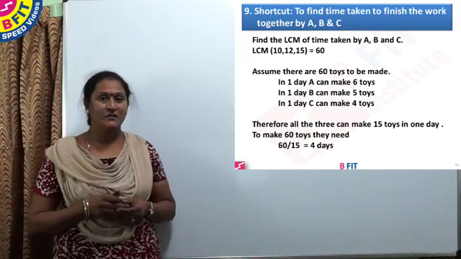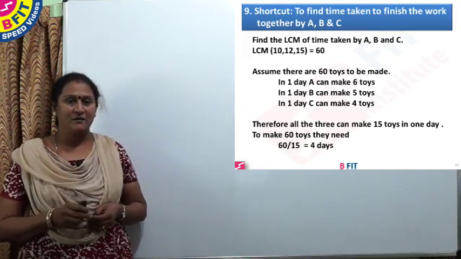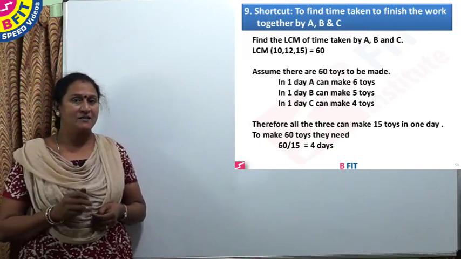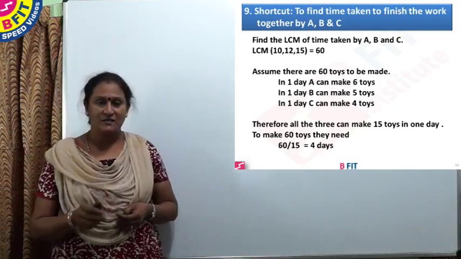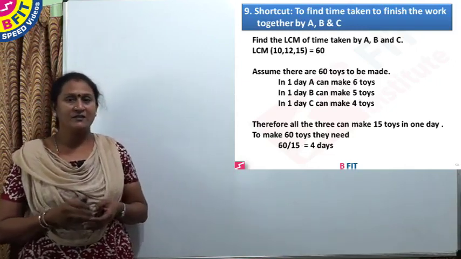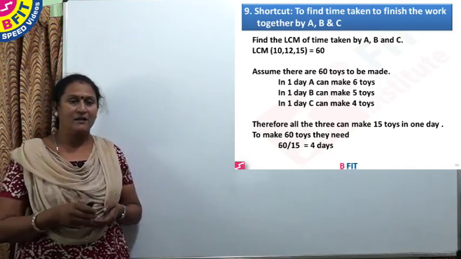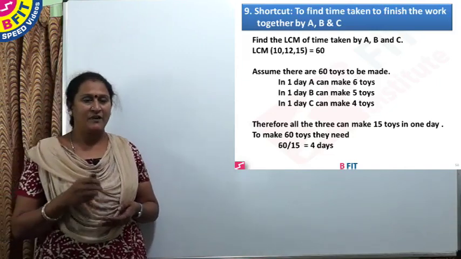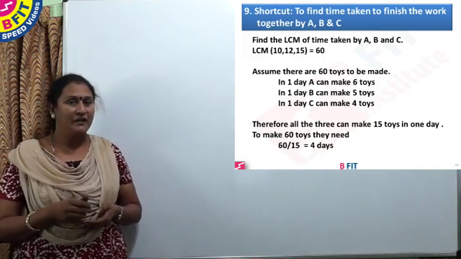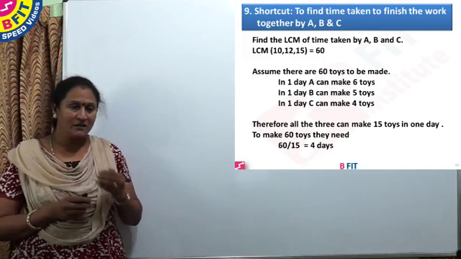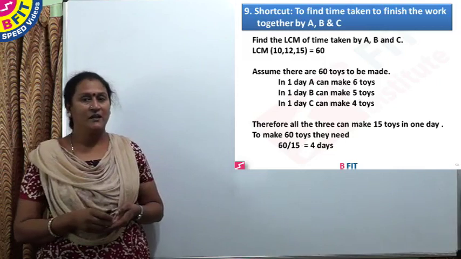So the shortcut for this question is to find the LCM of the time taken by A, B and C. The time taken by A, B and C is 10, 12 and 15. The LCM of 10, 12, 15 is 60. So here the assumed work is 60 toys. If A can do the work in 10 days, in 1 day he can make 6 toys, B can make 5 toys, C can make 4 toys. All three can make 15 toys in 1 day. So if all three can make 15 toys per day, to make 60 toys, they need 4 days.